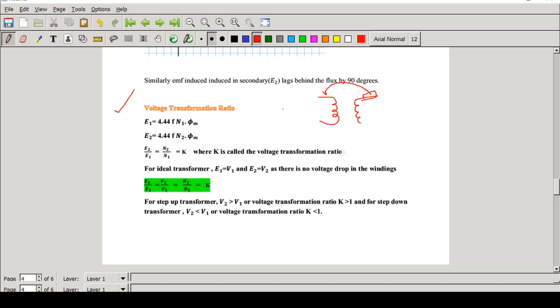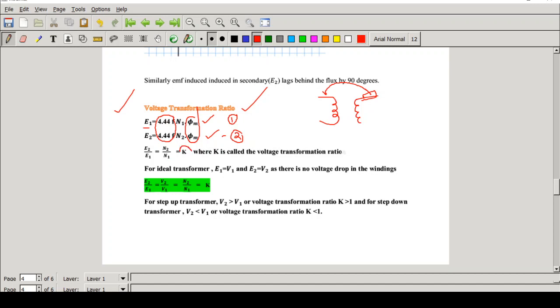In that case, we need something called voltage transformation ratio. Now let's further consider the equations we have learned so far, that is, the RMS value of induced EMF in the primary and the RMS value of the induced EMF in the secondary, that is E1 and E2. Now let's divide these two equations, this is the second equation and this is the first equation. So 2 by 1. These terms will cancel, so finally what we are getting is E2 by E1 is equal to N2 by N1.